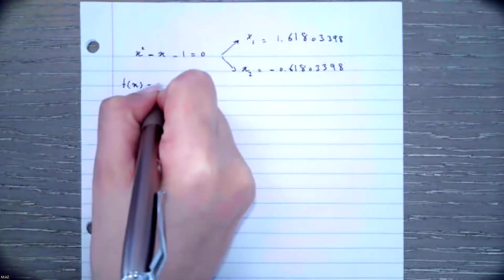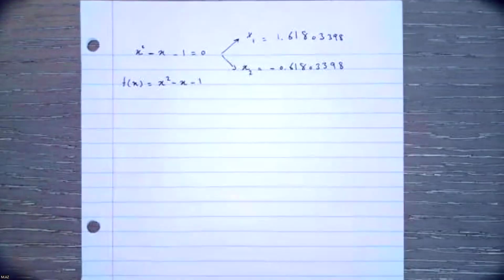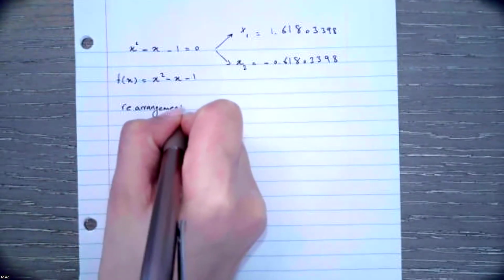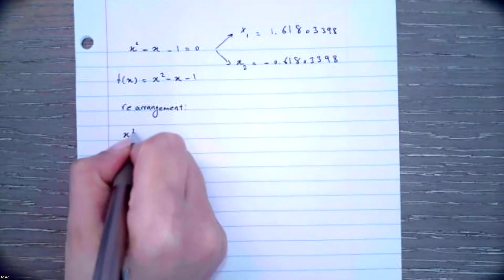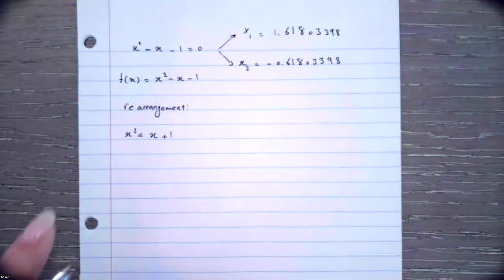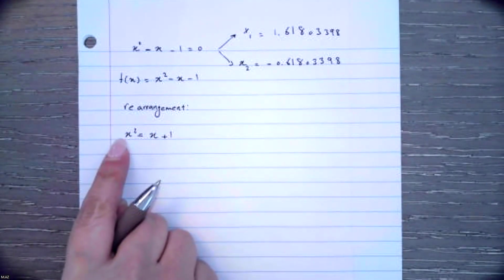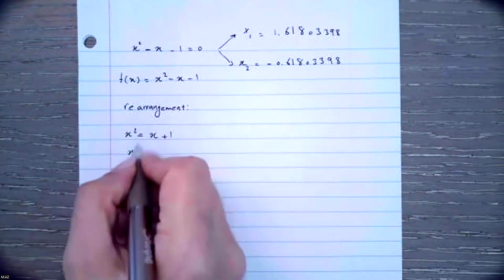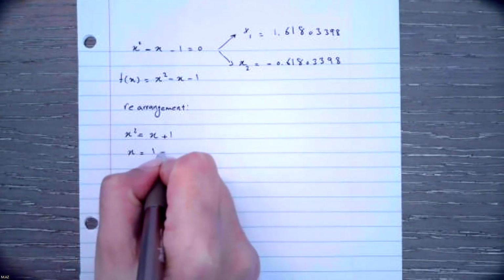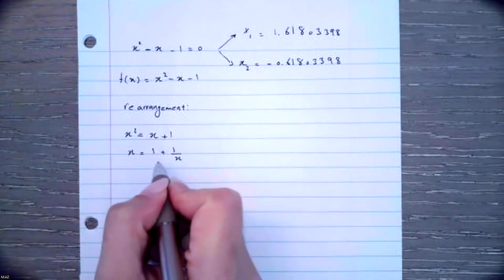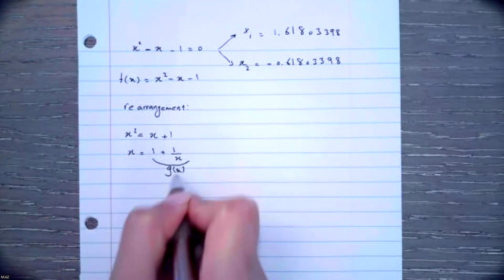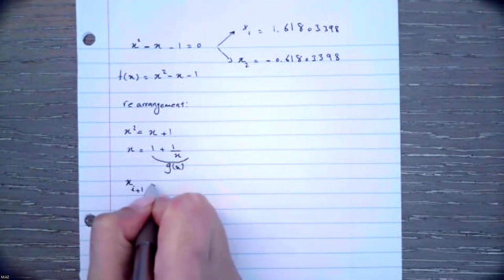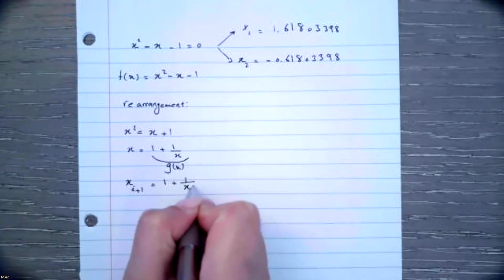Again, the f of x for this problem is x squared minus x minus 1. The first rearrangement is to write x squared equals x plus 1. Note that the coefficient of x should be 1 and also the power of x should be 1. For this reason, we have to divide by x and the answer will be 1 plus 1 over x. And now we can say this is g of x based on fixed point iterations. And we can write in a general format: x sub i plus 1 is 1 plus 1 over x sub i.